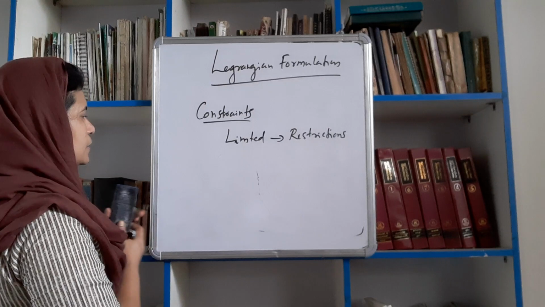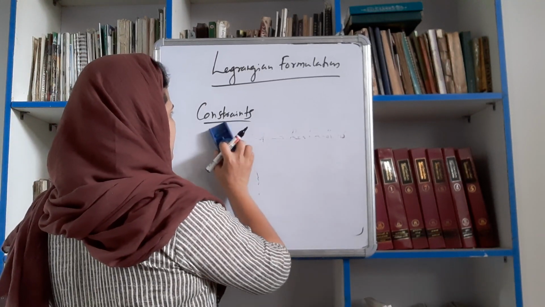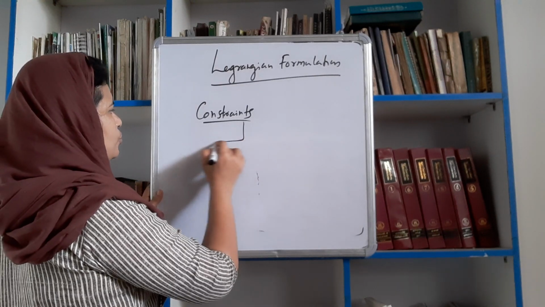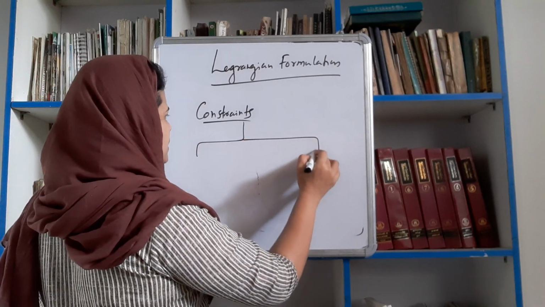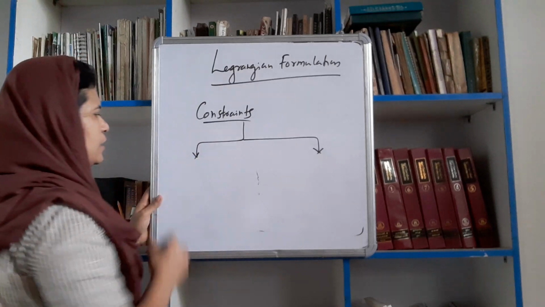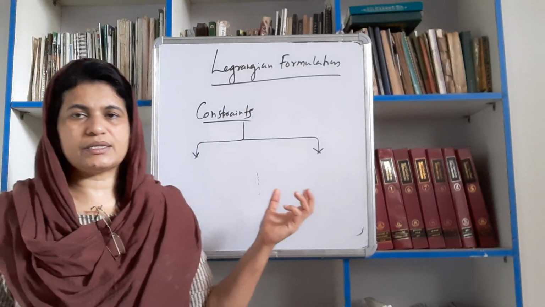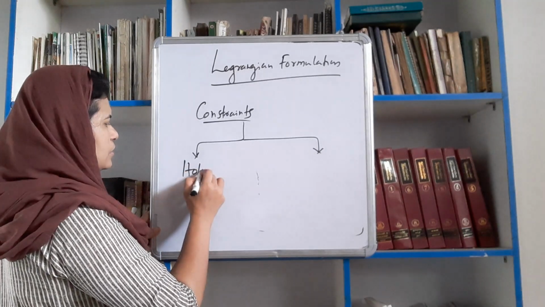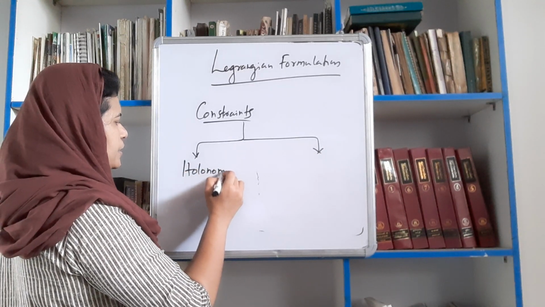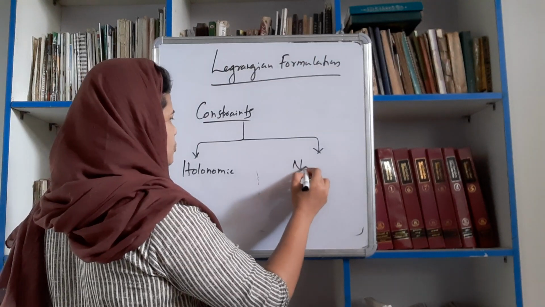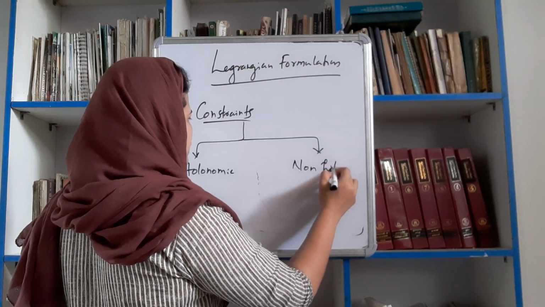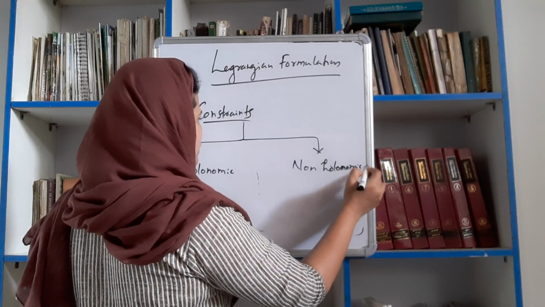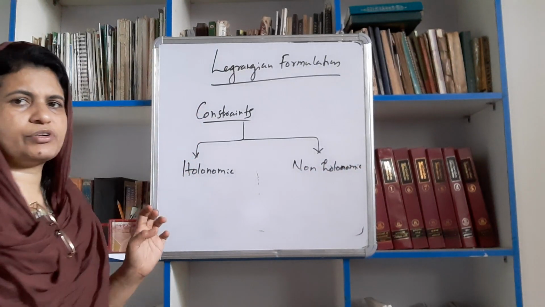And now we have to study something more about constraints. We can classify constraints broadly into two. There are different types of classifications. Now, for the time being, for our purposes, we are considering certain classifications only. One is holonomic constraints, and another one is non-holonomic constraints. You might have studied in your degree classes about these classifications, constraints, degrees of freedom, etc.